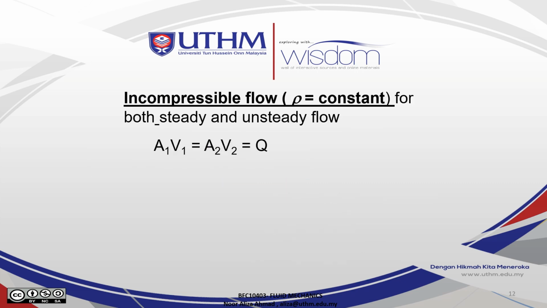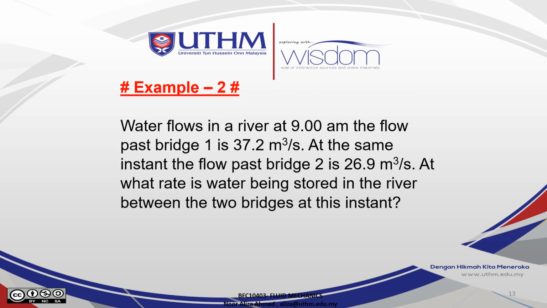In the case of incompressible flow with constant density, for both steady and unsteady flow, we also use the same continuity equation: A1 times V1 is equal to A2 times V2, which is equal to Q, the flow rate.